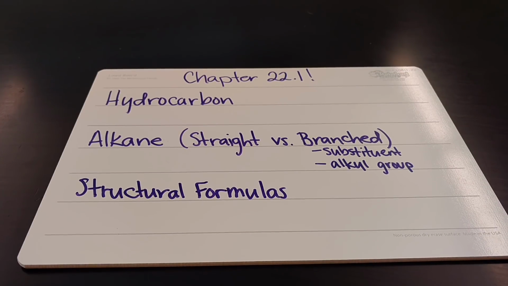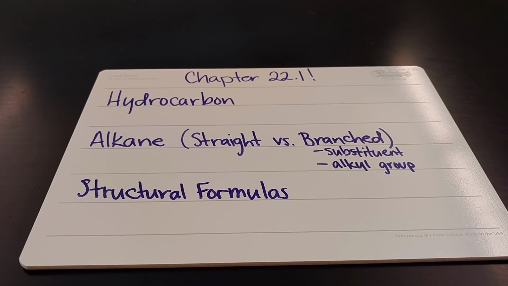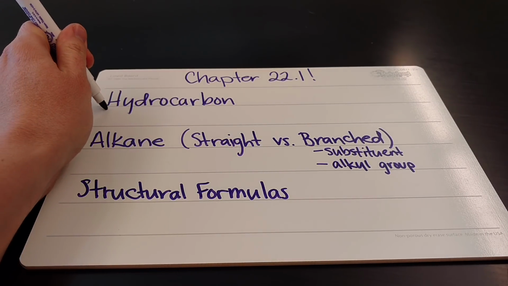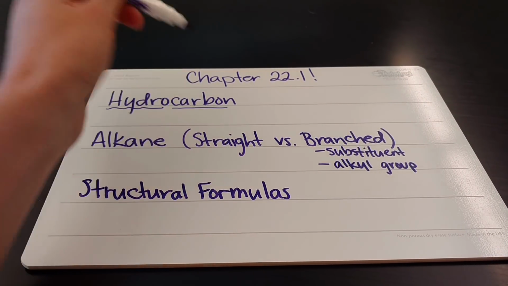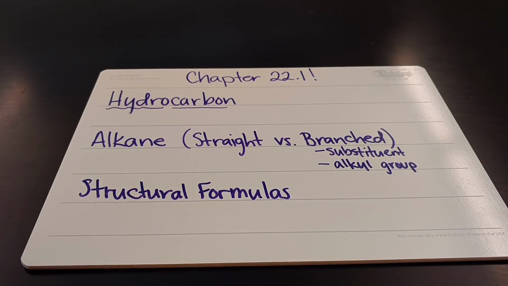Okay, so at this point, you have supposedly already taken some notes using your book for chapter 22.1, and those notes have covered the beginnings of what we're going to be learning about organic molecules, and that is hydrocarbons. Now, hydrocarbons are two parts to this word: hydro for hydrogen, carbon for carbon. Molecules that are only made of hydrogen and carbon. And these can come in many different forms.